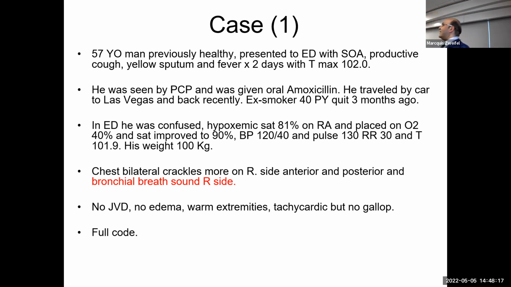Coccidio, why did you think about that? Las Vegas. Anything you would like to add from Las Vegas? PE, possible PE, because he drove to Las Vegas and came back. So long driving can put him at risk of PE.